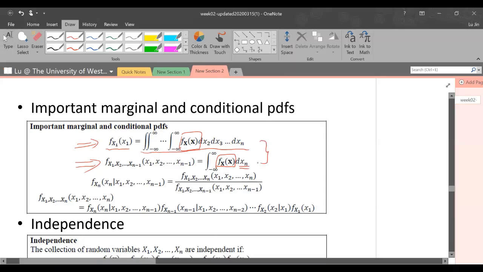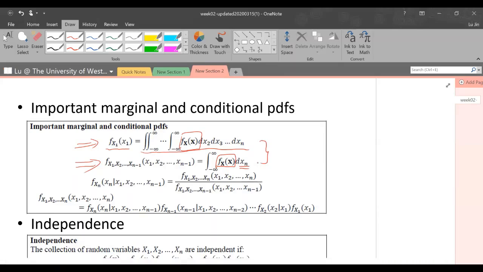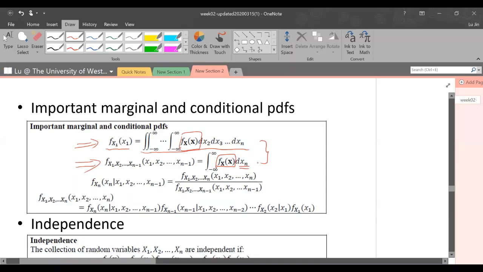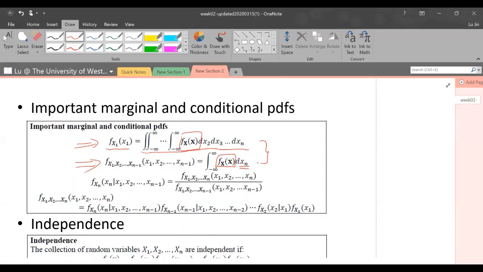For example, if I want you to evaluate the marginal PDF of x1 and x2 only, what you need to do is just to conduct the n minus 2 integrations with respect to x3, x4, x5 until xn. The same procedures. Okay, this part is easy.